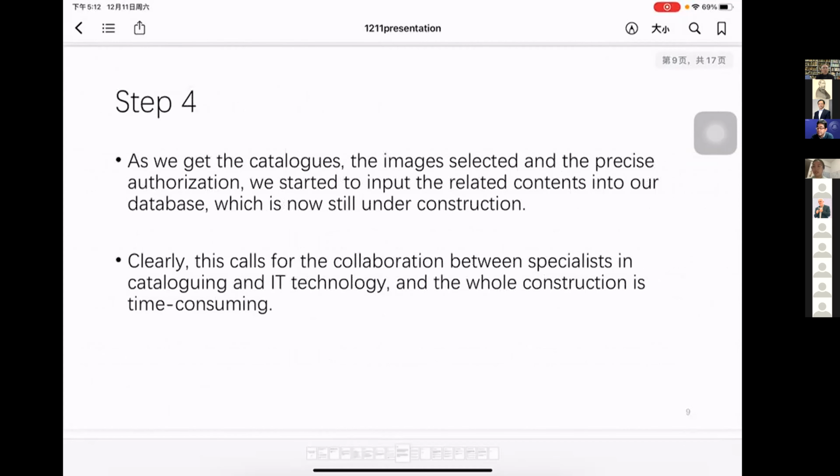And step 4. As we get the catalogs, the images selected, and the precise authorization, we started to input the related contents into our database, which is now still under construction. Clearly, this calls for the collaboration between specialists in cataloging and Chinese traditional texts, as well as IT technology, and the whole construction is super time-consuming.